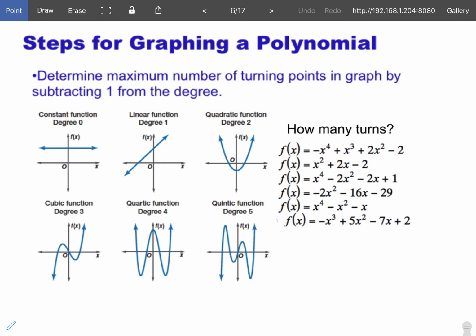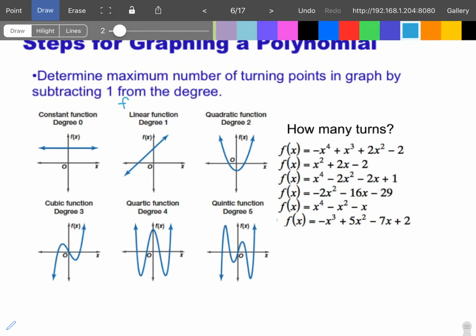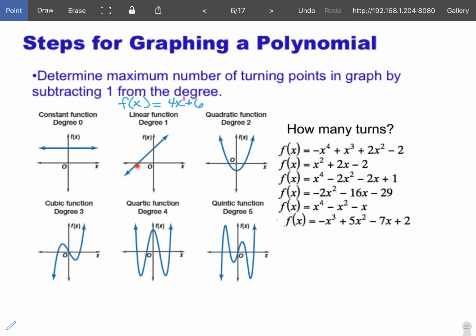All right, a few things to look at when we're getting ready to graph a polynomial. These are just some graphs we can look at. A linear function is just going to have a degree of 1. That's when we have something like f of x equals 4x plus 6. See how it has just an x to the first power, that's just a degree of 1? So it looks like this.